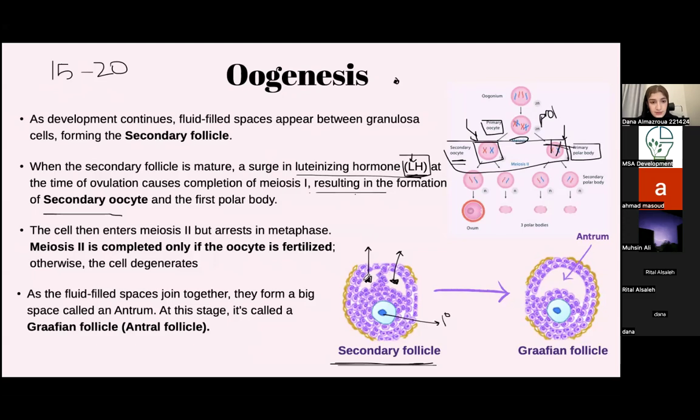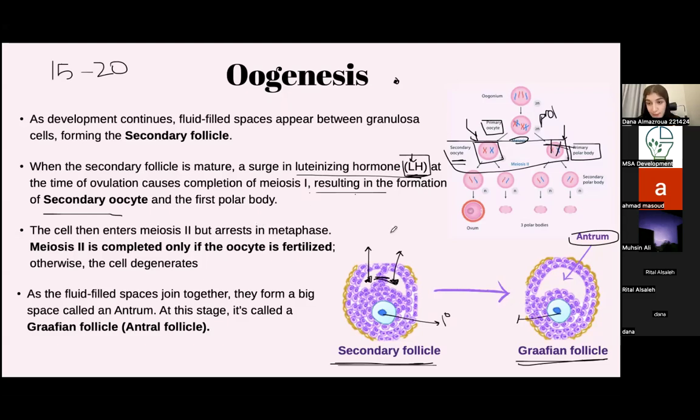Now, after that, when there is a surge and we form the secondary oocyte, these fluid-filled spaces start to join together. When they join together, they form a very large space, and we call the space the antrum. When we have this antrum, or very large fluid-filled space, this is called a Graafian follicle. And the oocyte here is a secondary oocyte stuck at metaphase II. That's the difference. In the secondary follicle, it is still a primary oocyte stuck at prophase I.